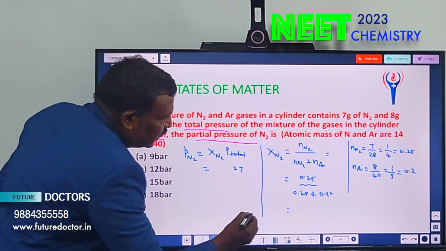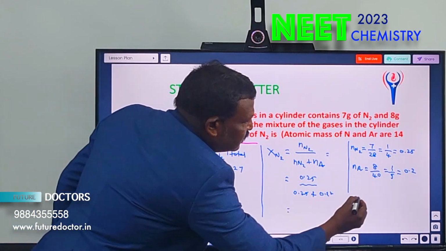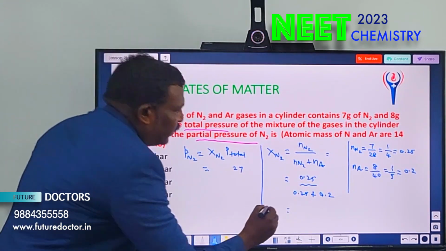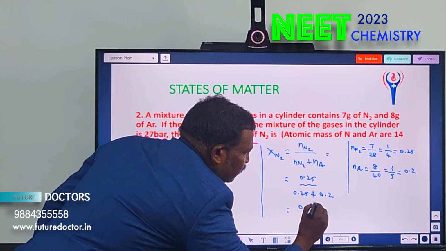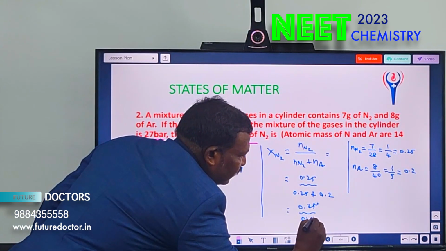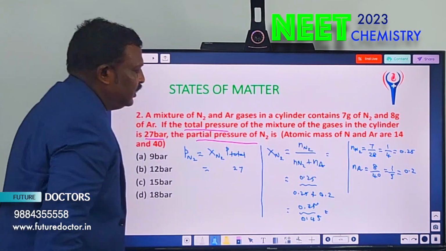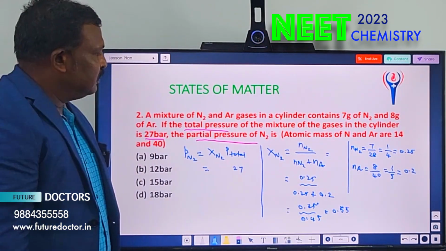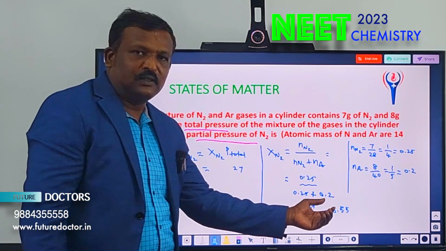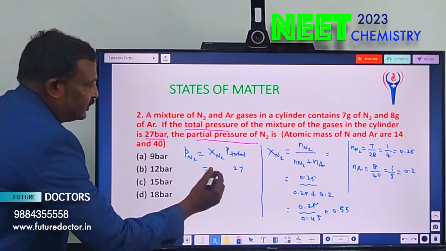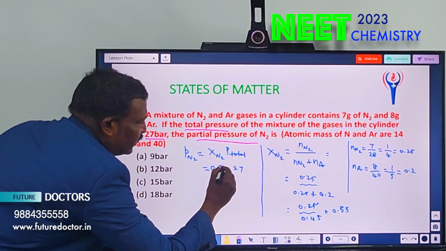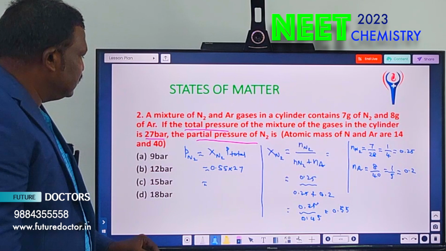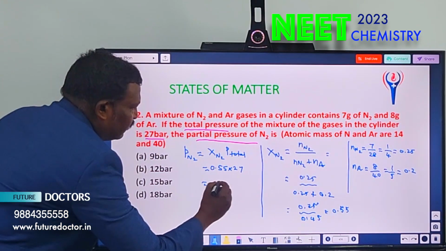Now it will be 0.25 by 0.45. So this is approximately equal to 0.55. I am only telling the method; simplification you have been studying from lower classes. So 0.55, you just substitute here, into 27, and it will be nearly 14 point something.